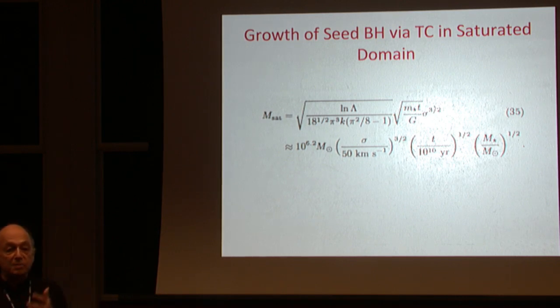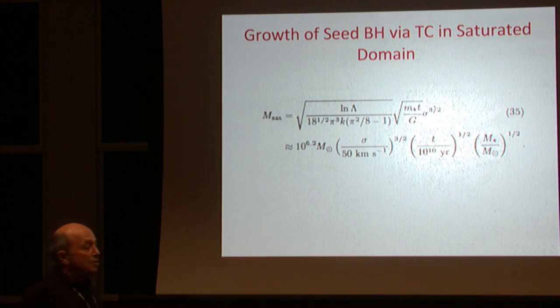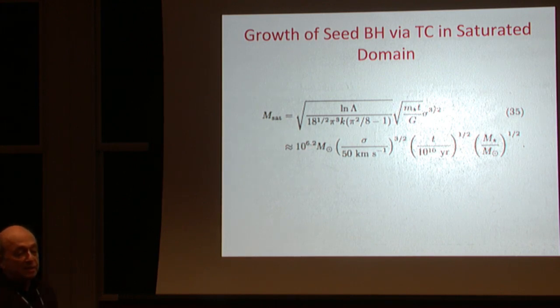So the simplest back of the envelope calculation gives you that you run away to masses that are similar to, this is very close to the mass seen in our galaxy and Andromeda.